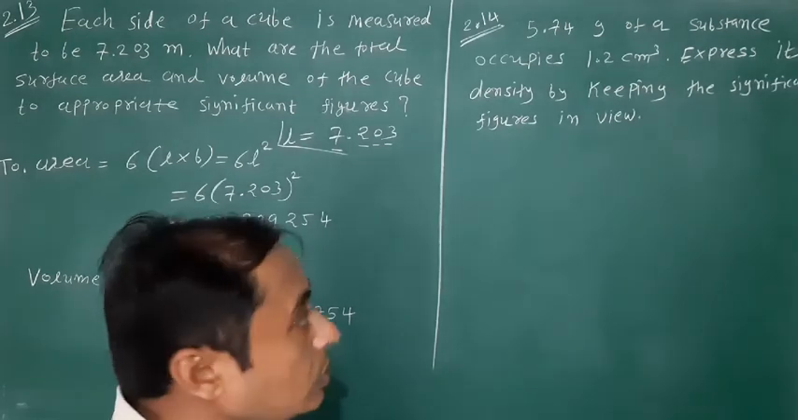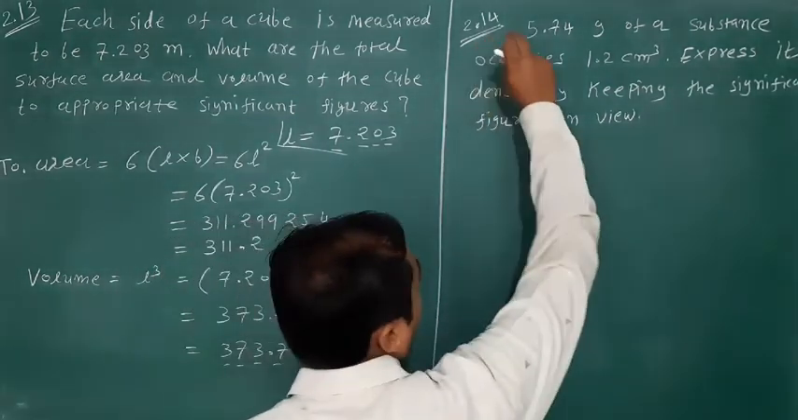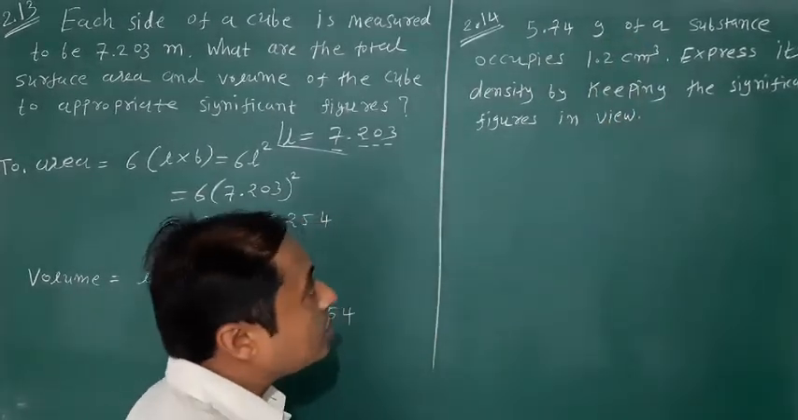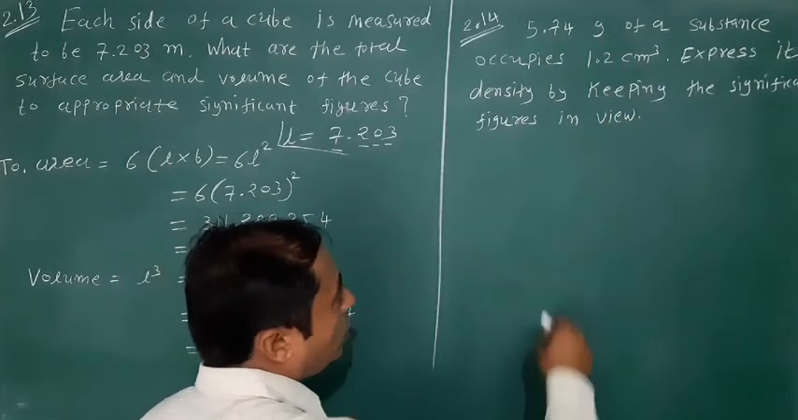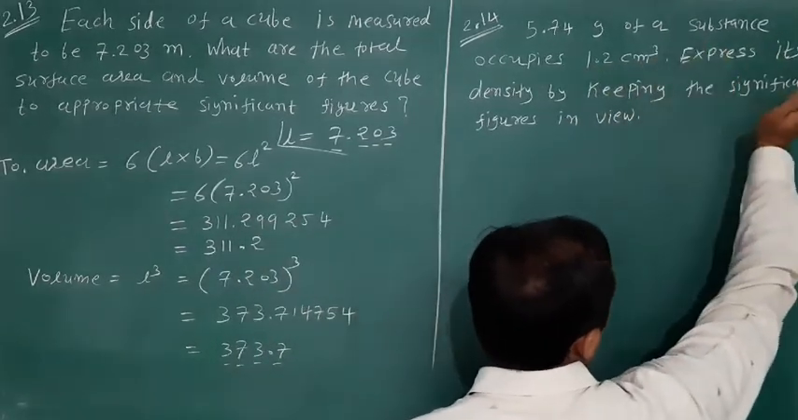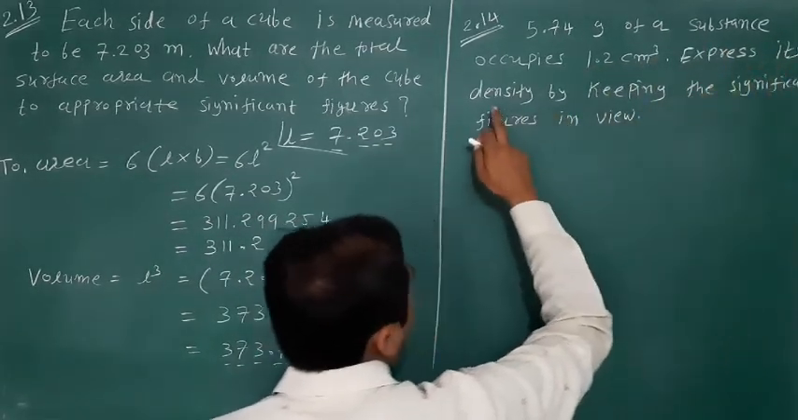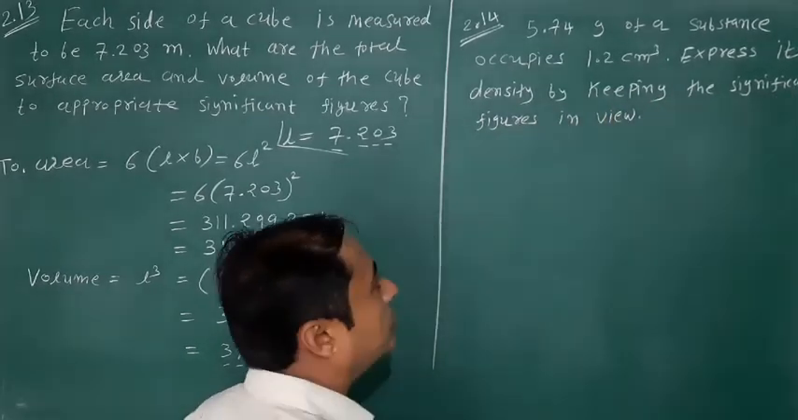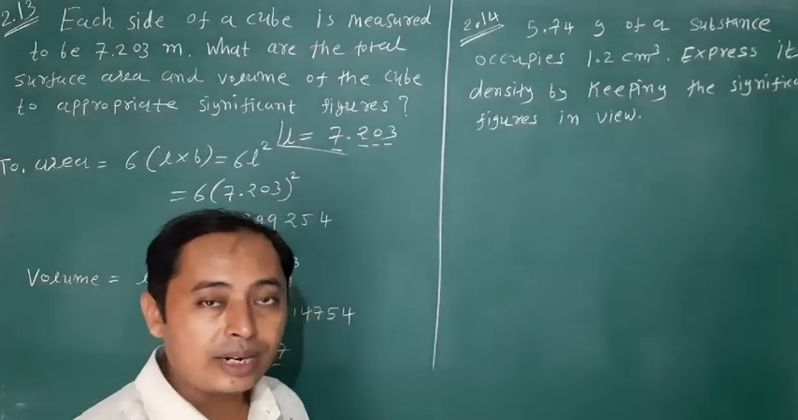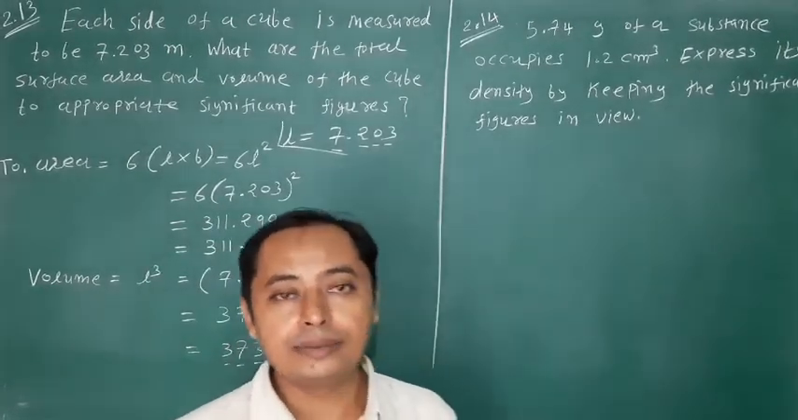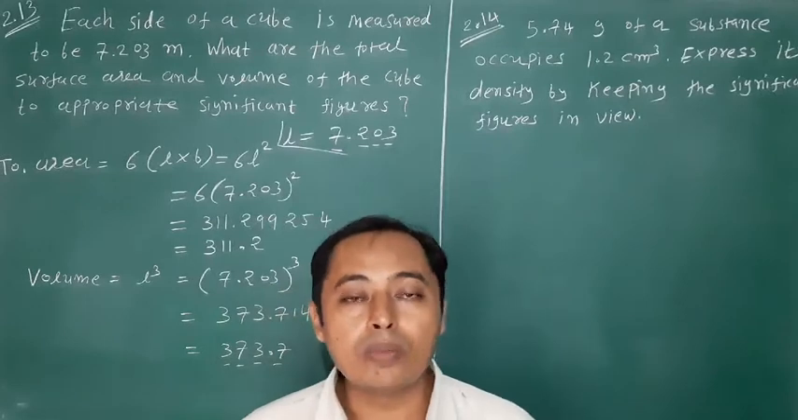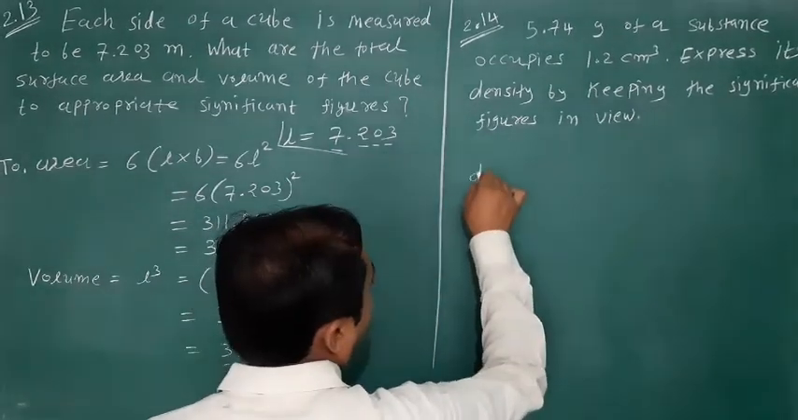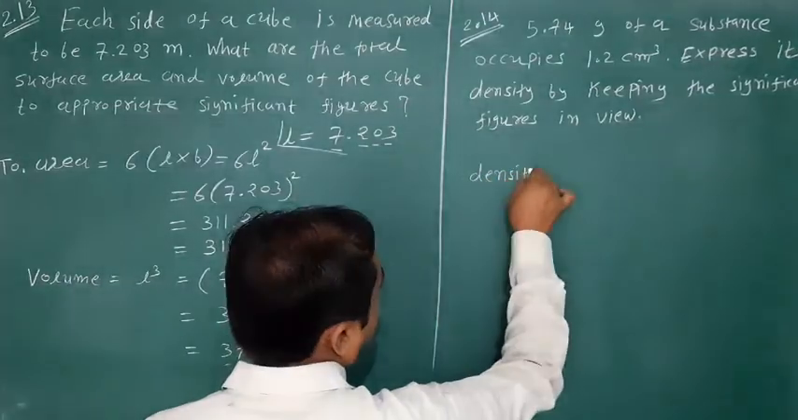Next, example 2. 5.74 gram of a substance occupies 1.2 centimeter cube. Express its density by keeping the significant figures in view. Okay, friends, what is the formula of density? Density is equal to mass upon volume. Okay. So now we want to find out density.